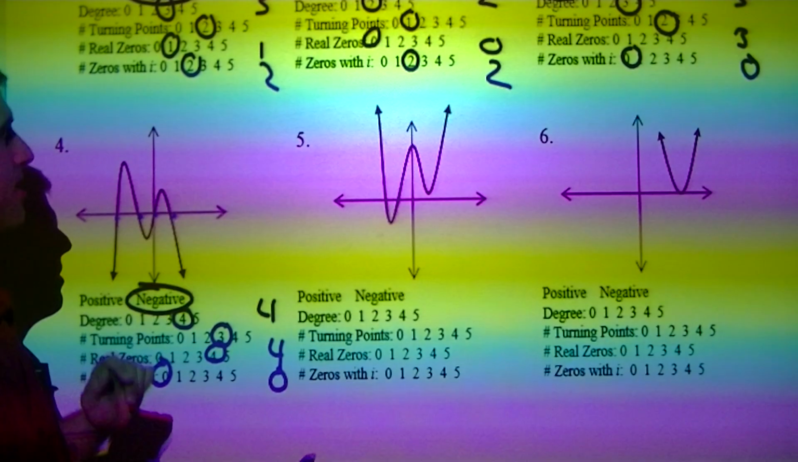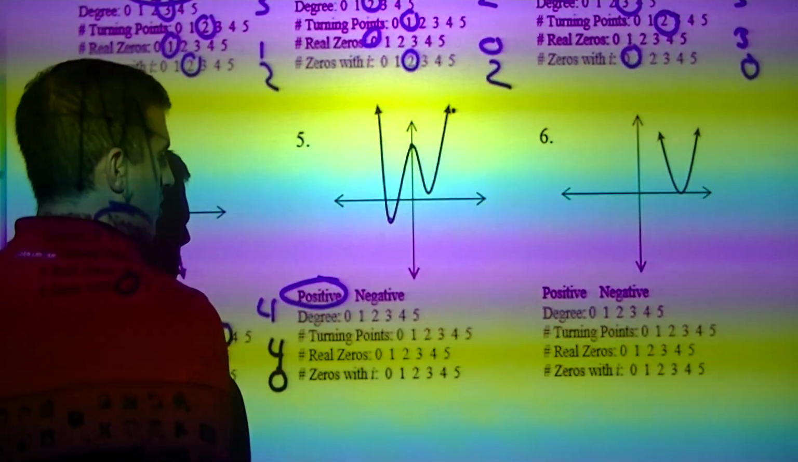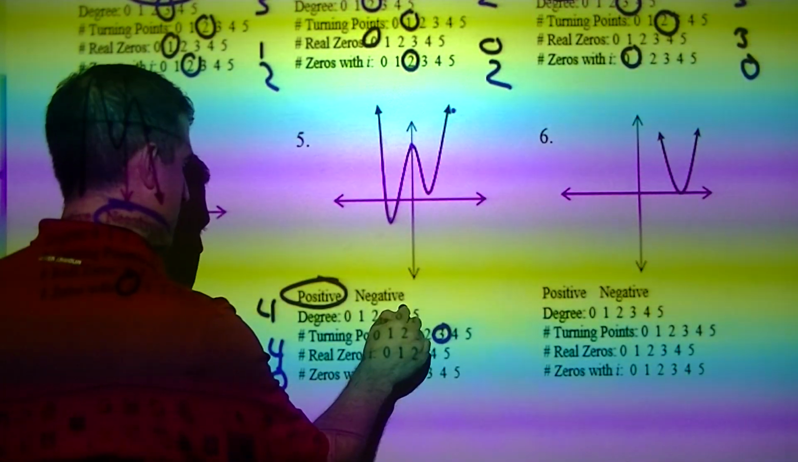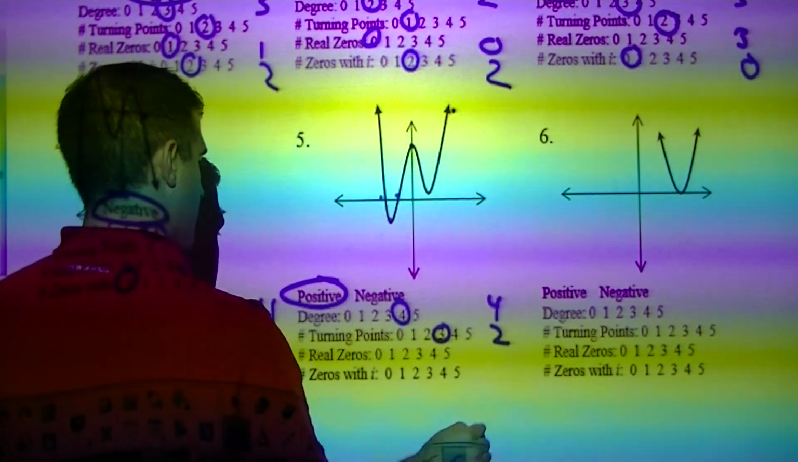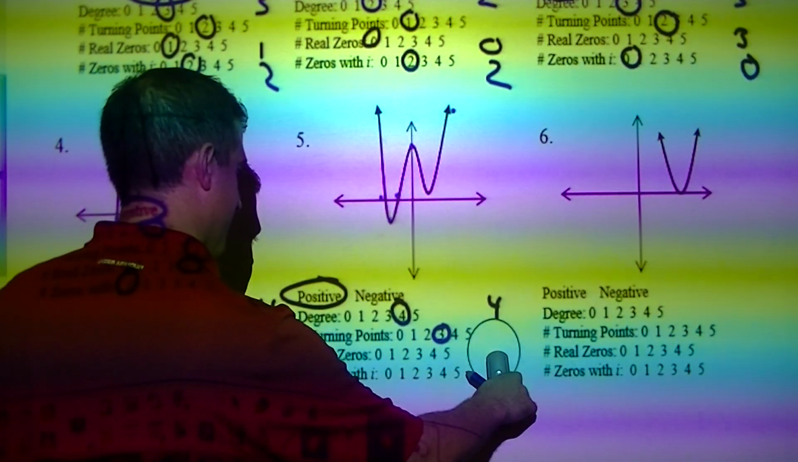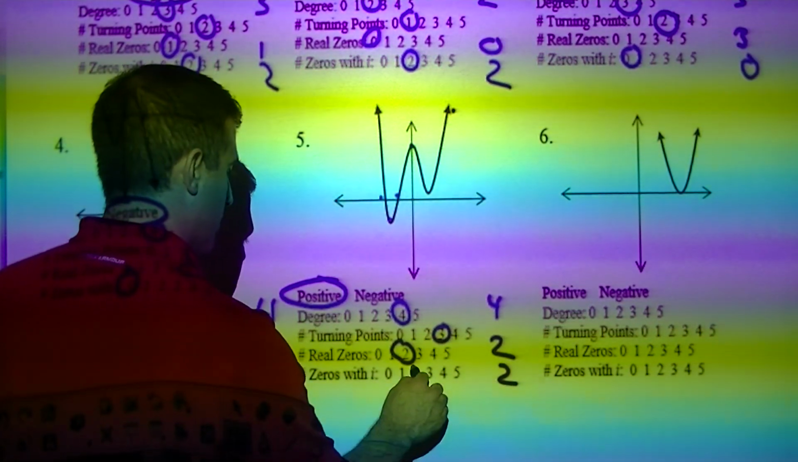Okay, this one, both are going up, so that's going to be positive. I got 1, 2, 3 turns. I have degree 4. It crosses once and twice. Okay, so that's 2 there. That means that imaginary has to be 2 as well.